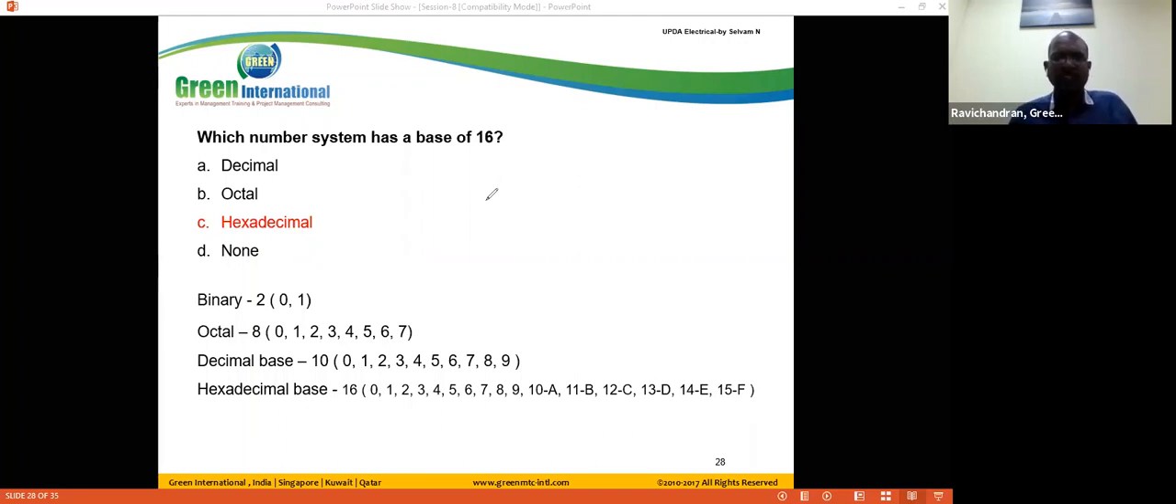So before going to that, we have different number systems. We have the binary number system and the octal number system. For binary, 0 to 1; octal, 0 to 7. Decimal has a total of 10 numbers, 0 through 9. For hexadecimal, 0 to 9, and 10 we write as A, 11 as B, 12 as C, 13 as D, 14 as E, and 15 as F.